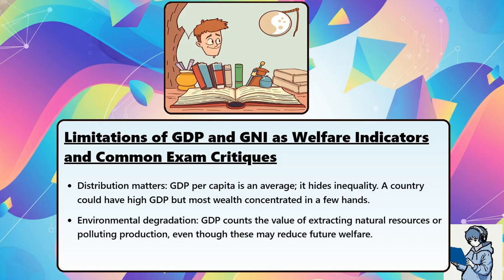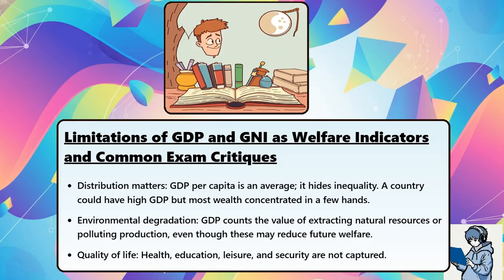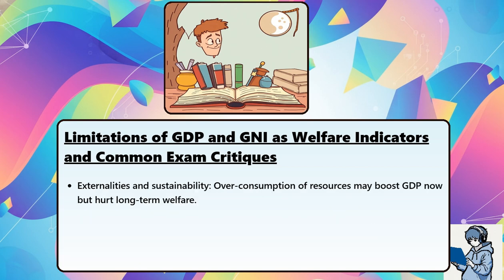Environmental degradation. GDP counts the value of extracting natural resources or polluting production, even though these may reduce future welfare. Quality of life, health, education, leisure, and security are not captured. Externalities and sustainability: over-consumption of resources may boost GDP now, but hurt long-term welfare.